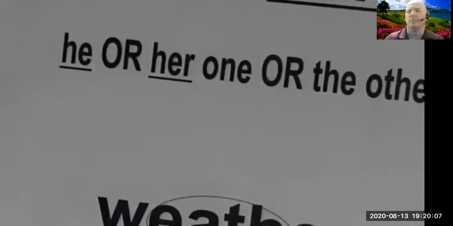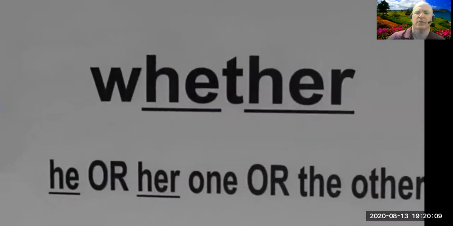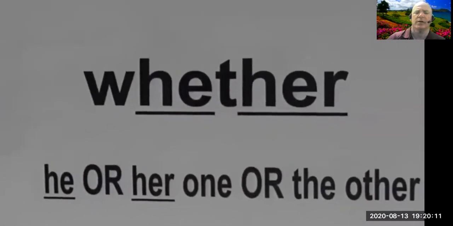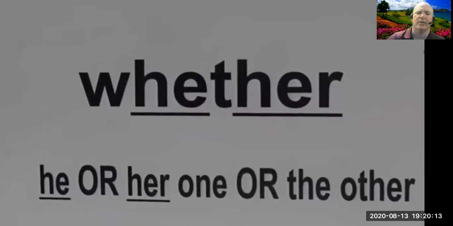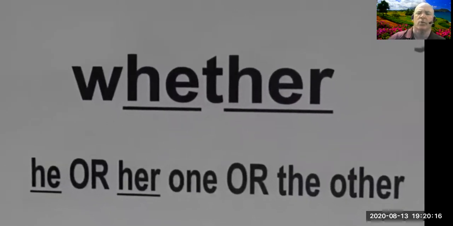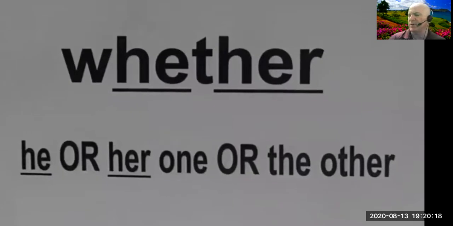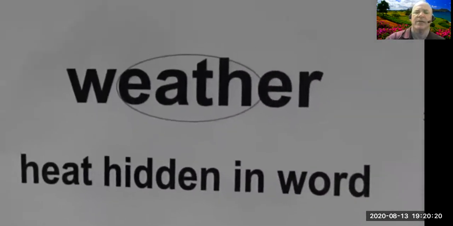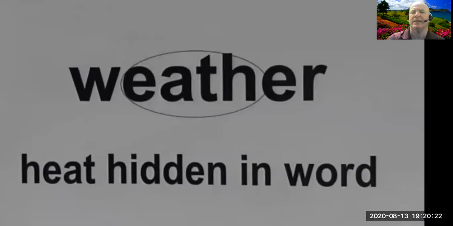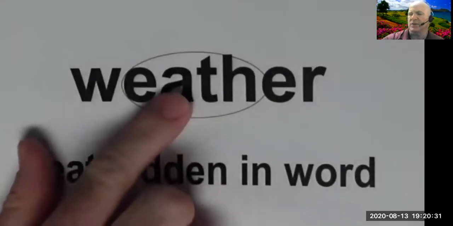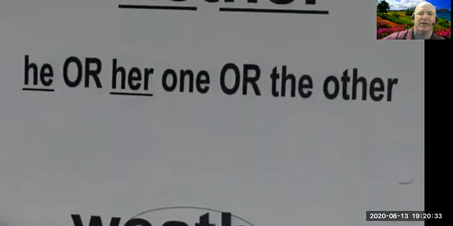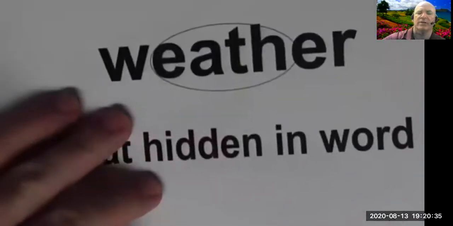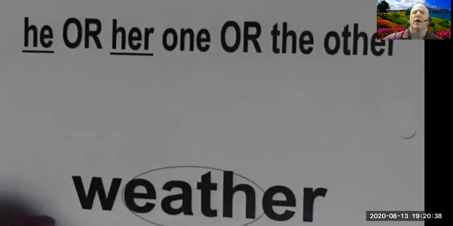Next one, whether. That's like either or. And so we can say, let's take out the he and the her. He or her, one or the other, is that whether. And the other weather has the word heat hidden inside of it. It's just reversed in the letters, but you can see the one that talks about the temperature has heat, and the other one doesn't even have an A in it. So that's how you can tell the difference.